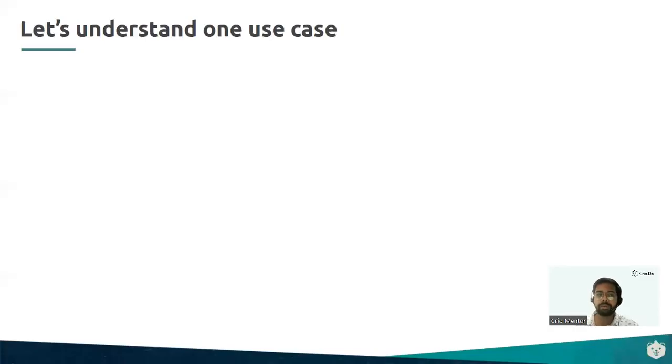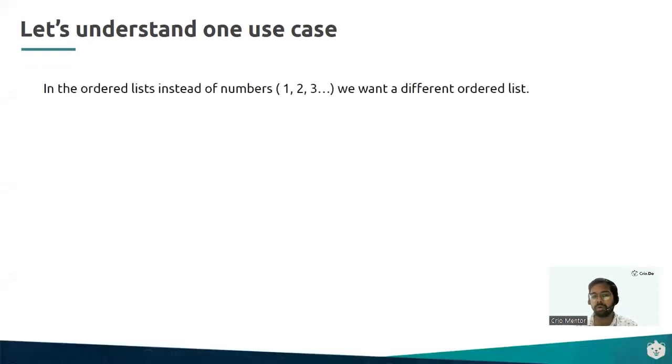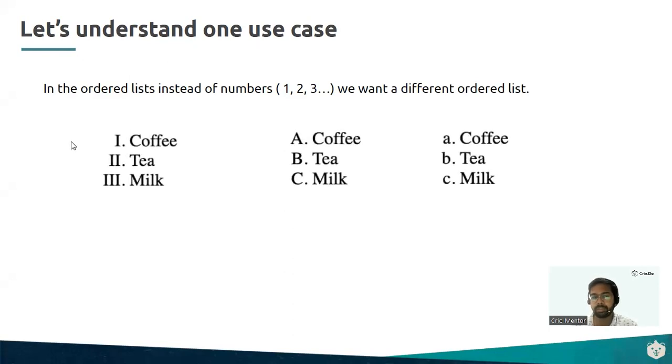In this video, let us now try to learn about HTML attributes, and to understand the same, let us now go through one use case. Now in the ordered list, instead of numbers like 1, 2, 3, you want a different set of ordered list. Let us say you want it in Roman numbers like this kind of a system, or you want an alphabetical ordering. Now how exactly we are going to make use of that?